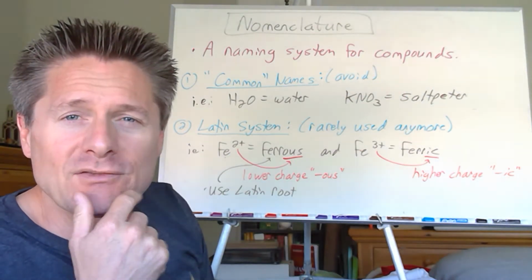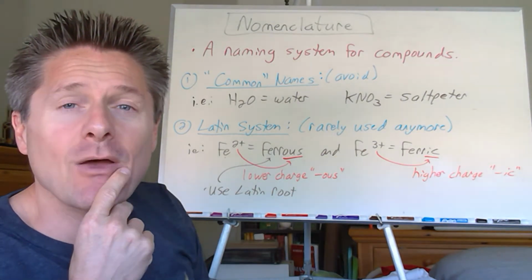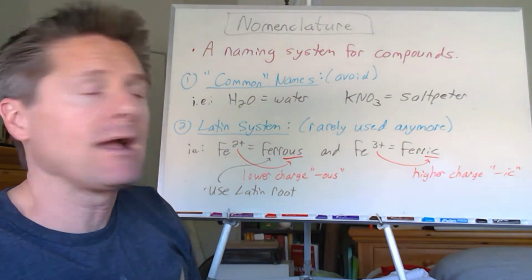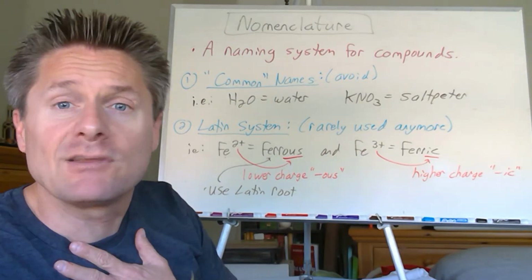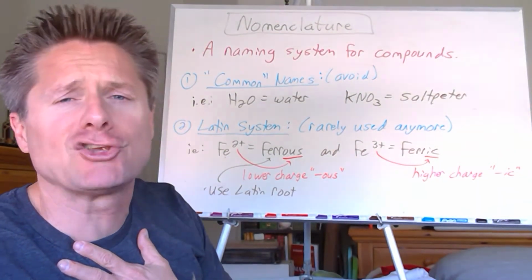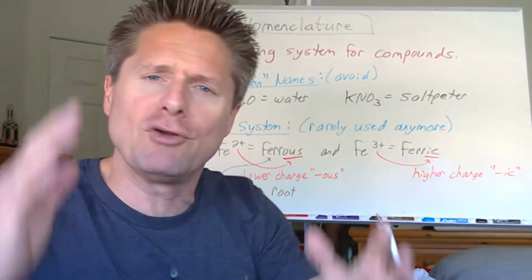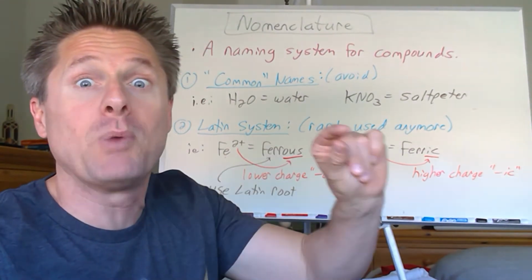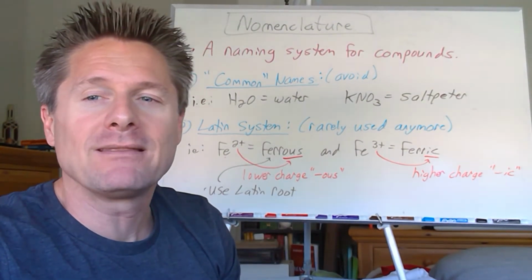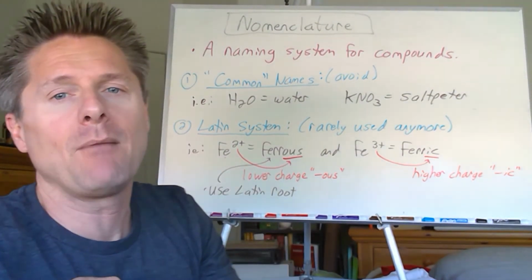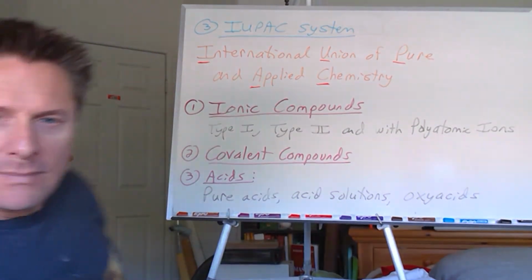Nomenclature is going to take a while, so this will probably break up into 2 videos. We'll start with the ionic compounds. Let me show you the system that we're going to be using, the International Union of Pure and Applied Chemistry, or IUPAC. That's our baby right there. And we're not going to be naming organic compounds.